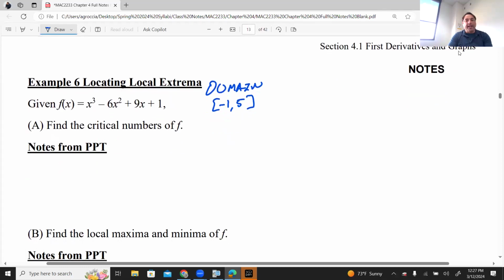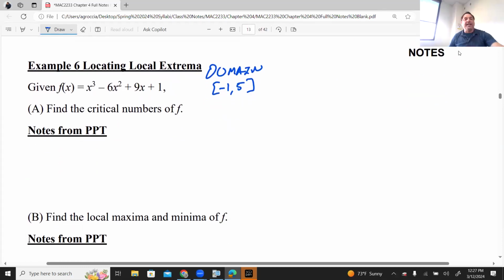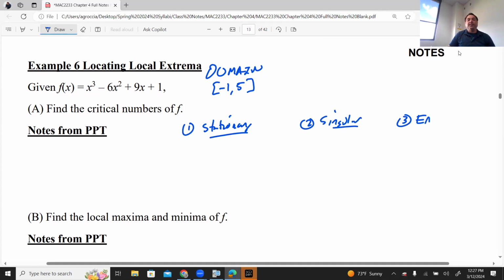Okay, so having said that, you have the function x cubed minus 6x squared plus 9x plus 1. I want you to find stationary, singular, endpoints, and depending on you, do the whole thing, which means find stationary, singular, endpoints, make the table, make the graph, and label if you have any extrema and what it is. So I'll give you a good bit of time. Give that a try.